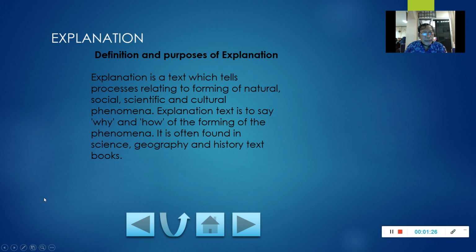Okay, here is the definition and purposes of explanation text. Explanation text is a text which tells processes relating to the forming of natural, social, scientific, and cultural phenomena. Explanation text is to say why and how of the formings of the phenomena. It is often found in science, geography, and history textbooks.